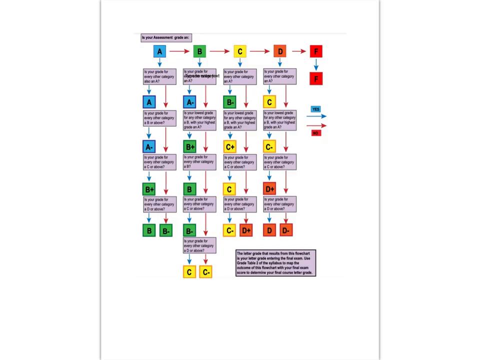Okay, so we're going to start here with the flow chart because her assessment grade was a C. And then we just go down from there. Is the grade for every other category an A? Well, that was not true, so we got to go down here. Is the lowest grade for any other category a B with your highest grade an A? And that is where Jasmine was. So going into the final, she has a C plus. So into final, she's at the C plus range.